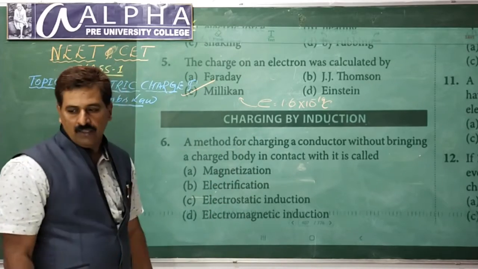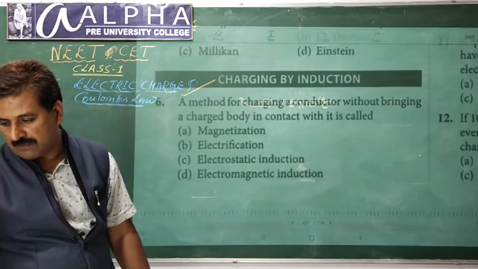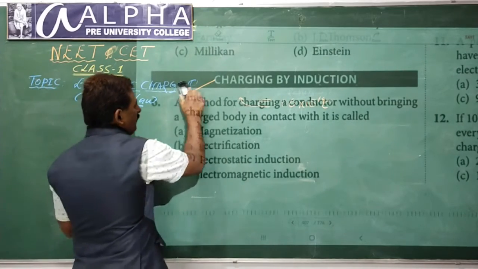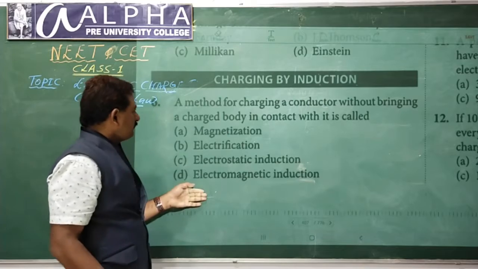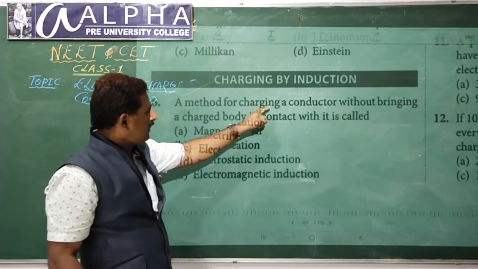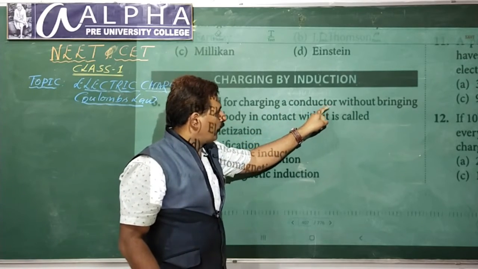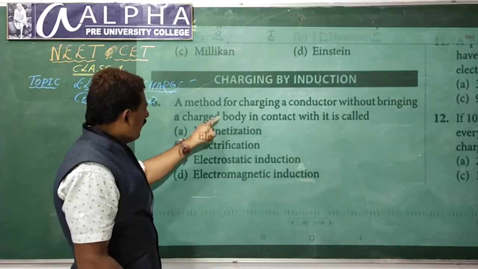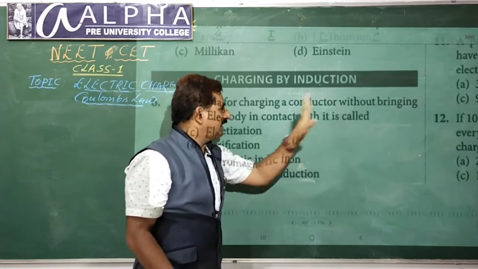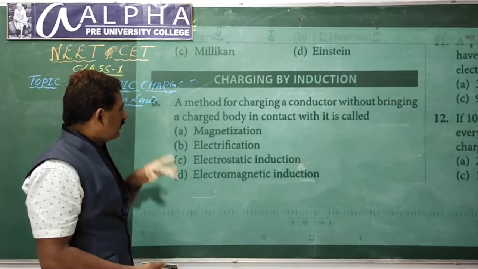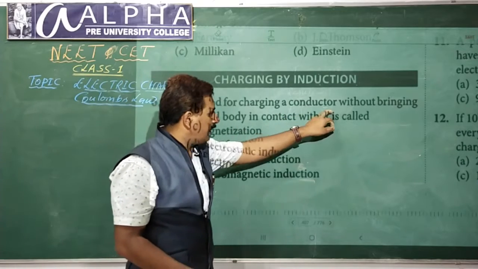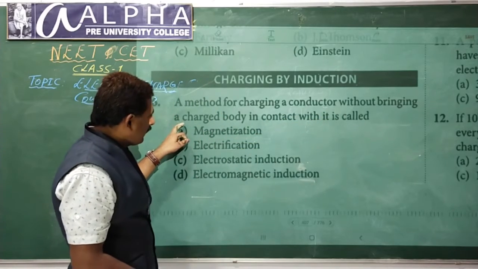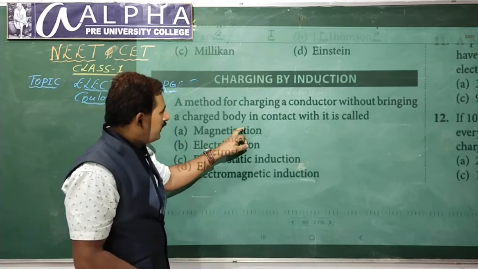We'll go to the next question, that is question number 6. What is the sixth question? Let me read. A method for charging a conductor without rubbing, a charged body in contact with it, is called. Understand the question once again? A method of charging a conductor without bringing a charged body in contact.